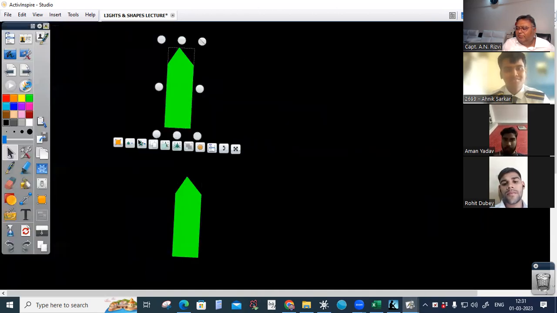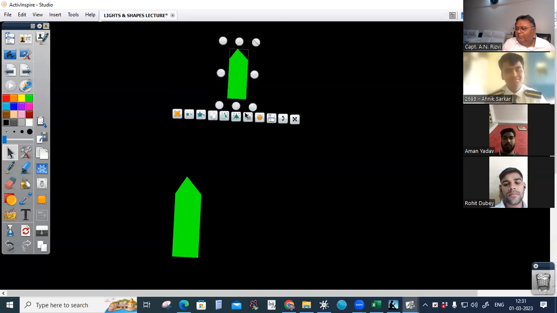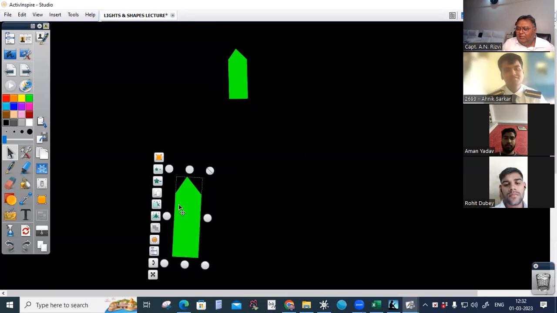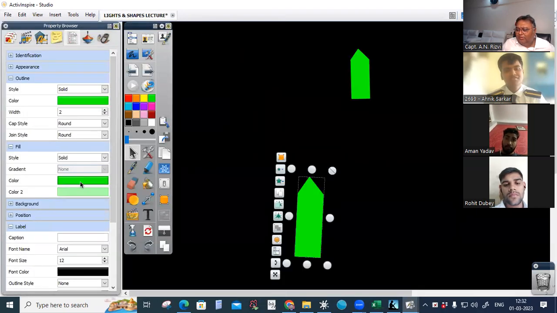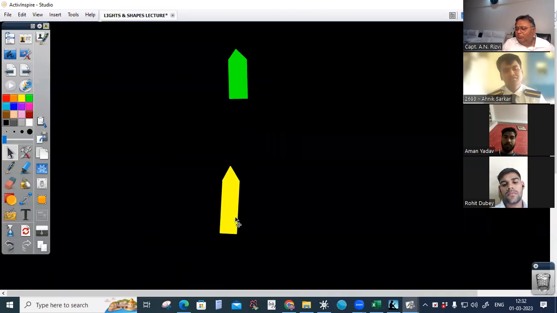Now there are two ships, okay, and just to identify them, I am going to have them with different color. Maybe this will be a different color so that you have some idea. You have some idea like this. All right. Now tell me, what is your doubt? What is your question?